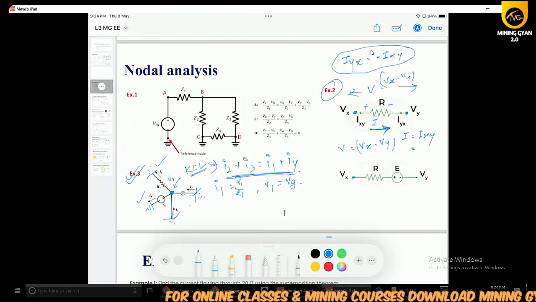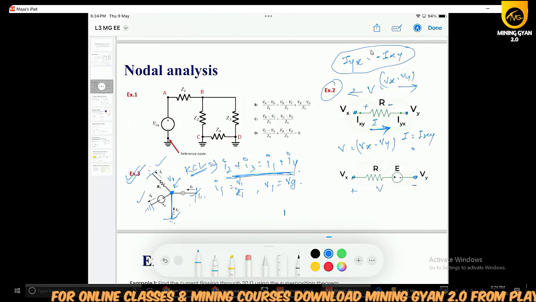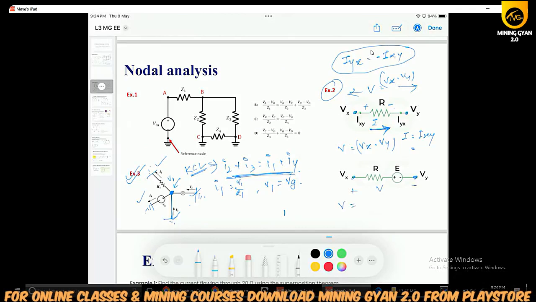Now in this case, what will be the total voltage across this? V will be as follows if the current is flowing in this direction: V equals Vx minus I R minus E minus Vy. So the total V, that is Vxy, will be I R plus E.